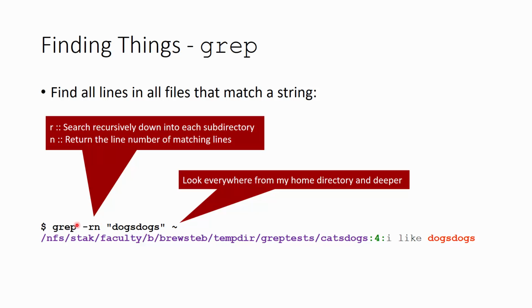So when I say grep -rn for dogs starting at my home directory, it will search all of the directories that I have starting from my home directory and down, and it'll look inside every single file until it finds lines that match the pattern. And in this case, my pattern was dogs. As we saw before, that line exists in the file catsdogs, which is deep down inside some temp.dir grep test stuff, and I see that it is on line 4. So a handy way to find not only the file that it occurs in, but what line it is.